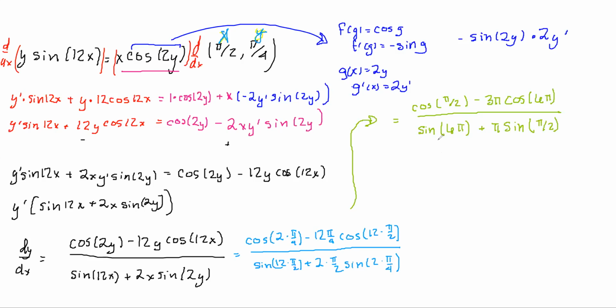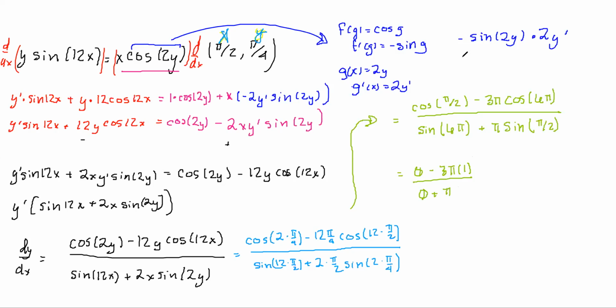So let's simplify this all out. Cosine of pi over 2 is going to be crossing 0 at pi over 2. Yeah. So that's going to be 0 minus 3 pi. And cos of 2 pi is going to be 1. So cos of 6 pi is also going to be 1. That's going to be times 1, divided by sine of 6 pi, which is going to be 0, plus pi sine of pi over 2.